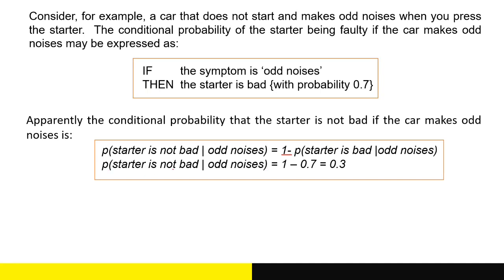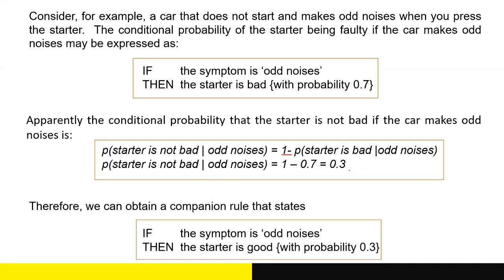So the probability that the starter is not bad given the odd noises is equal to 1 minus 0.7, which is the probability that the symptom is odd noises when the starter is bad. So the probability that the starter is not bad given the odd noises is equal to 0.3. Therefore, we can obtain a companion rule that states: if the symptom is odd noises, then the starter is good with probability 0.3.